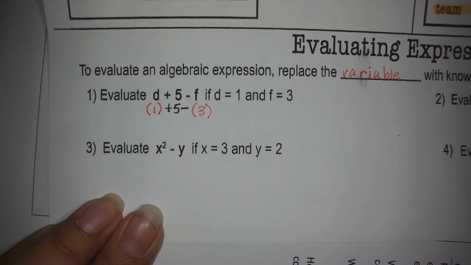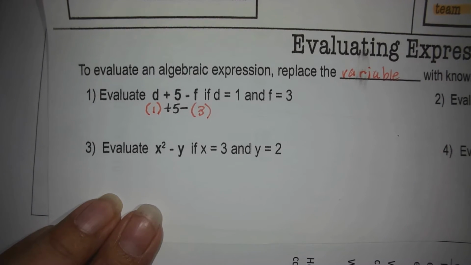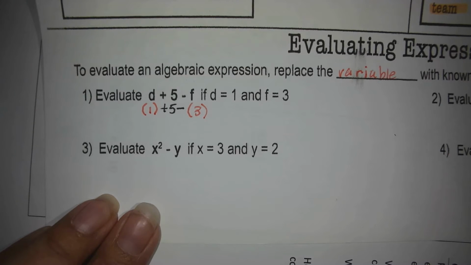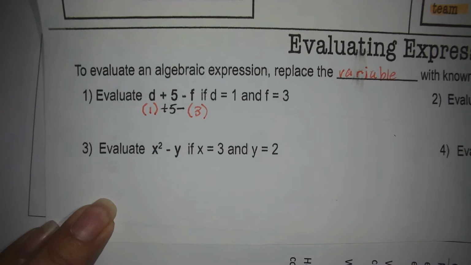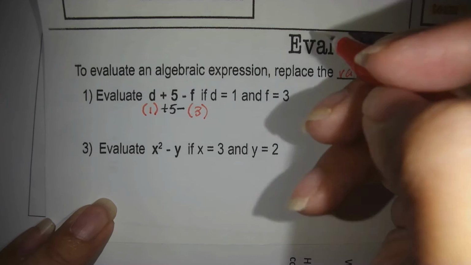But why do we use parentheses? Just in case there is a negative, it's already done. This is a habit we need to form whenever we substitute. So now order of operations comes into play. We're going to go left to right.